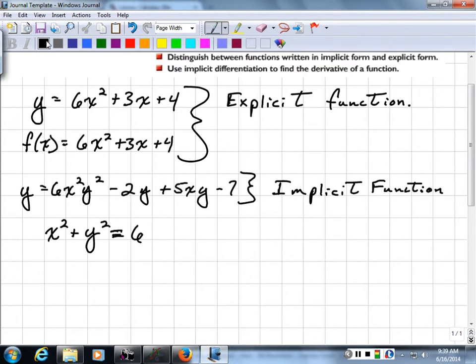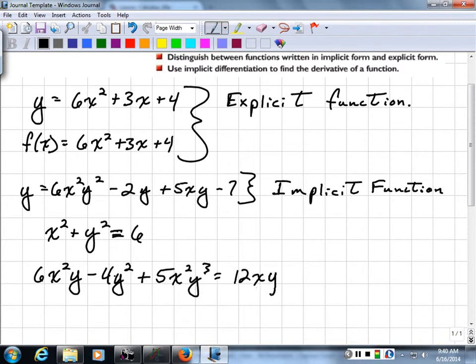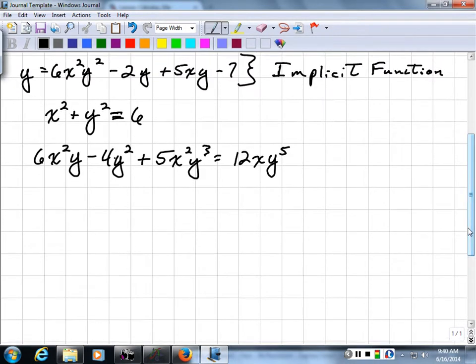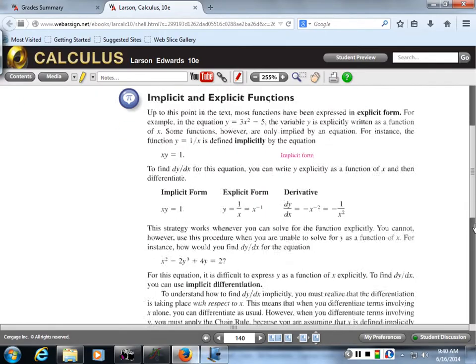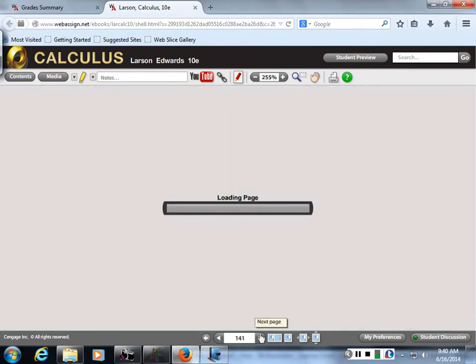Here's another implicit function, 6x squared y minus 4y squared plus 5x squared y cubed is equal to 12xy to the 5th power. That's also implicit. These are functions that cannot readily have the variables separated out. So how do we go about finding the derivatives of these things? Well, the guidelines are on page 141 in your textbook.